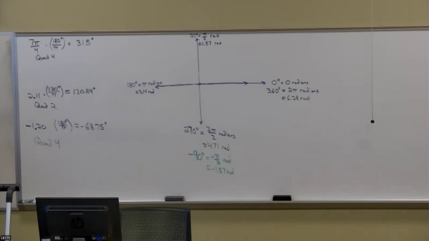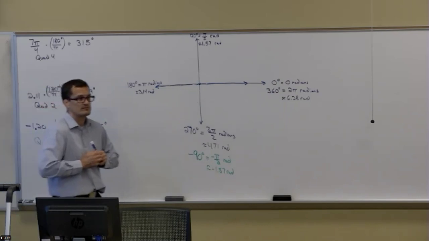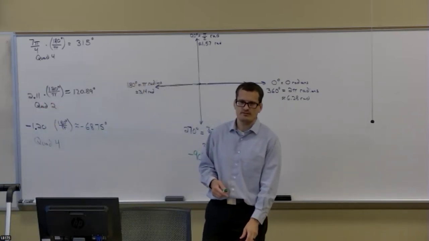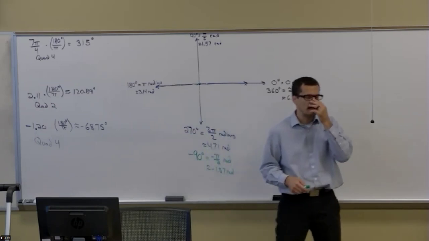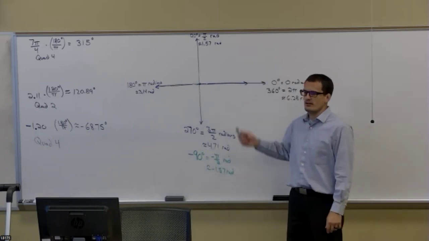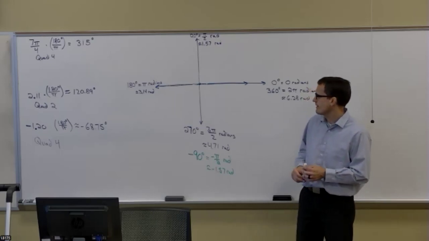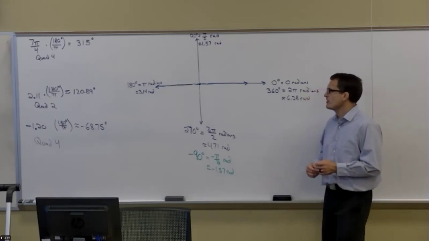So whether we use degrees or radians, we can determine what quadrant we're in. And by what quadrant we're in, I mean the terminal side of the angle. The initial side is always pointing right along the x-axis. Any questions about that?